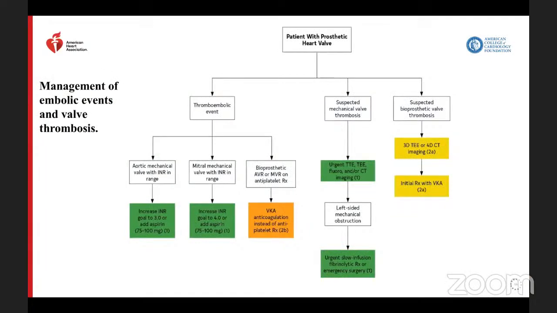This is just a summary for management of embolic events and valve thrombosis.